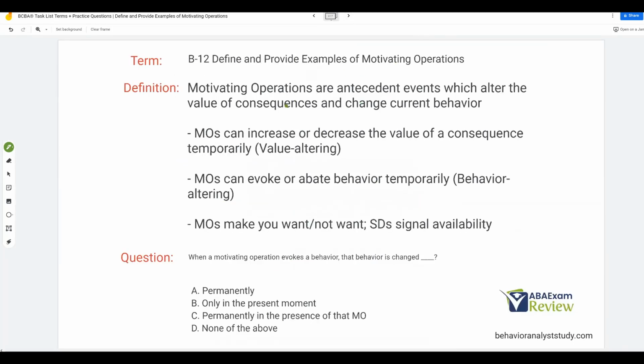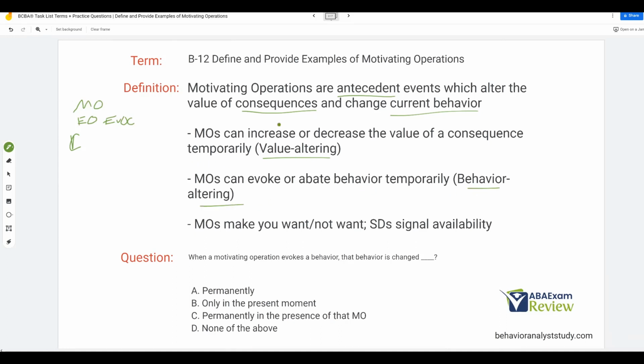All right. MOs, motivating operations, are antecedent events which alter the value of consequences and change current behavior. Remember, MOs have two effects. So if we have an MO and we have an establishing operation, we also have potentially an evocative effect. With the EO, that's the consequence or the reinforcer being changed in value, and the evocative effect is going to be changing the behavior. So MOs can increase or decrease the value of a consequence, value altering. MOs can evoke or abate behavior temporarily, behavior altering.